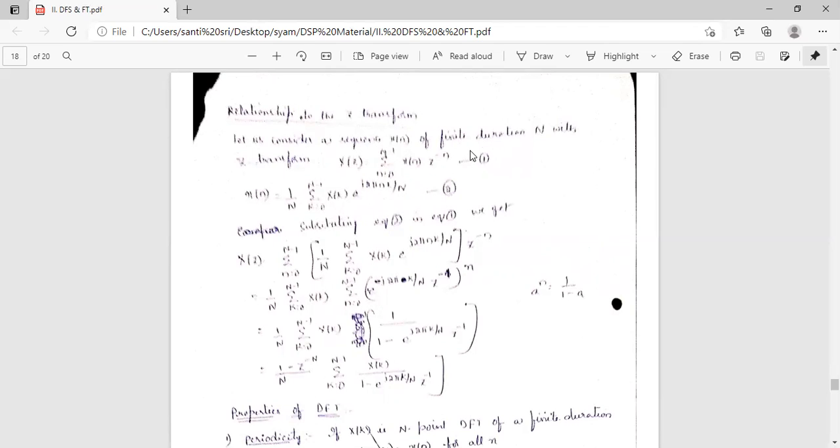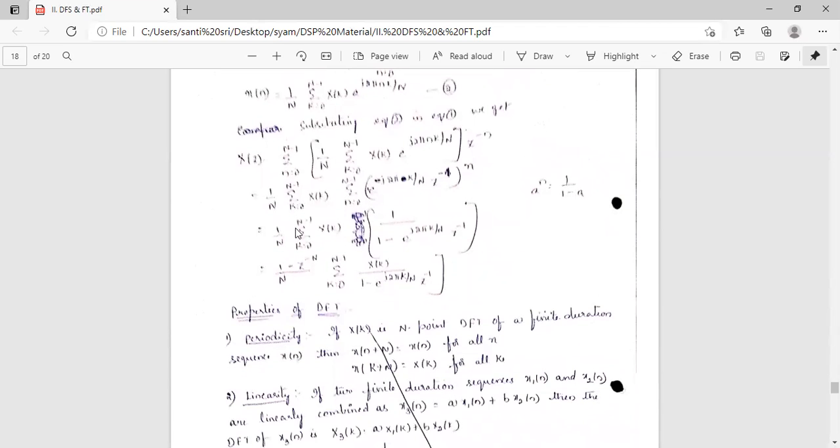By substituting this equation in equation 1, we will get that x of z is equal to sigma n equal to 0 to n minus 1 1 by n into sigma k equal to 0 to n minus 1 x of k e power j 2 pi n k by n z power minus n. By interchanging the summation, 1 by n into sigma k equal to 0 to n minus 1 x of k into sigma n equal to 0 to n minus 1 of e power j 2 pi k by n into z power minus 1, whole power n. Okay.